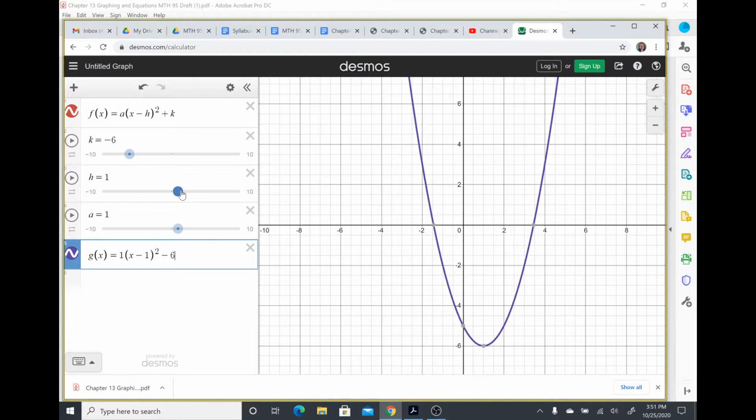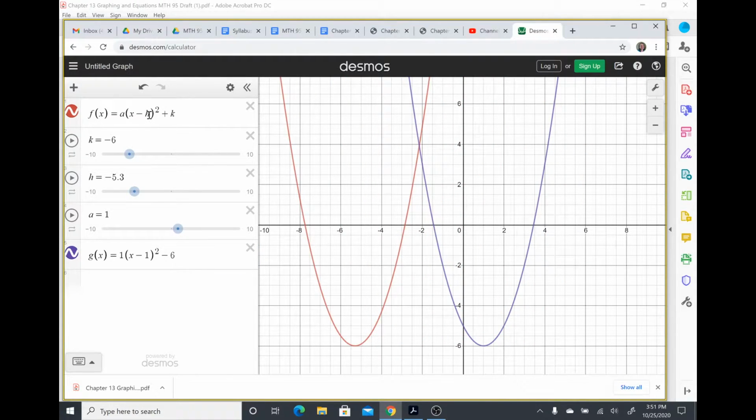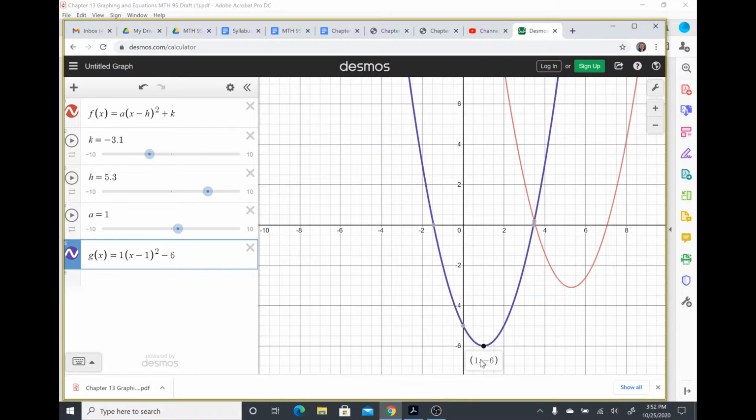I could also shift over to the left and to the right, you see that moving there, by adjusting the h value. Again, the k term takes things up and down, and the h term is taking things left and right. This one is currently in vertex form. The vertex of this one, you can see right there, is the point (1, -6). And you can see the 1 and the -6 in the equation.